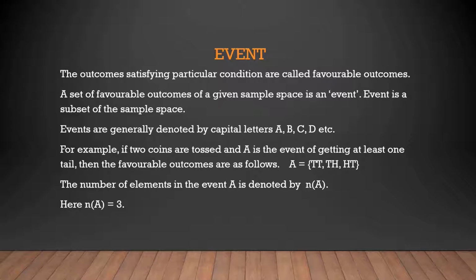For example, if two coins are tossed and A is the event of getting at least one tail, then the favorable outcomes are as follows. A is equal to TT, TH, HT. The number of elements in the event A is denoted by N of A. Here N of A is equal to 3 because we have 3 outcomes.